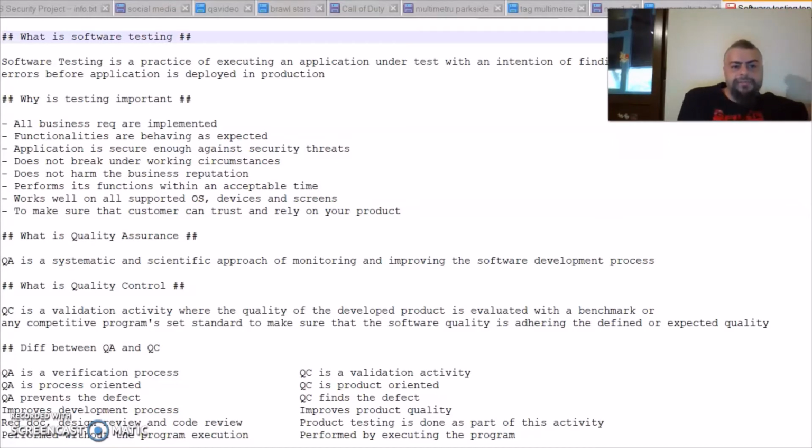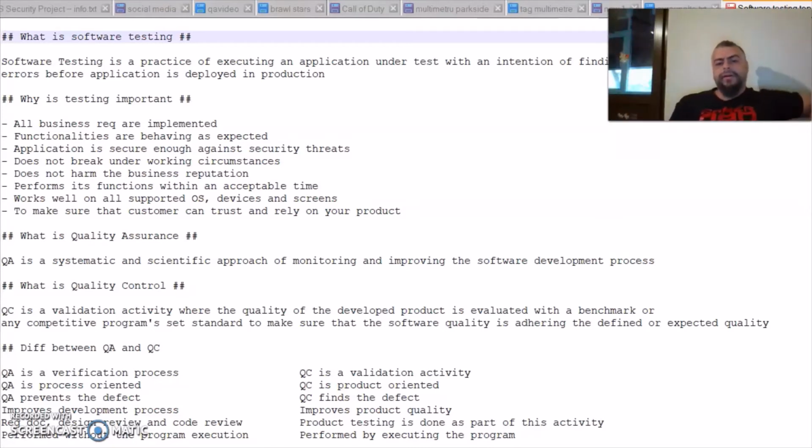So, to me, software testing is a practice of executing an application under test with a clear intention of finding bugs and errors before the application is deployed into production, right? Now, this applies, by the way, not only to software development and later on distribution, but also to hardware manufacturers. Any piece of thing that is developed should be tested, in my opinion, right? And this is the definition that I came up with, mixing information from all over the place in my research, right?